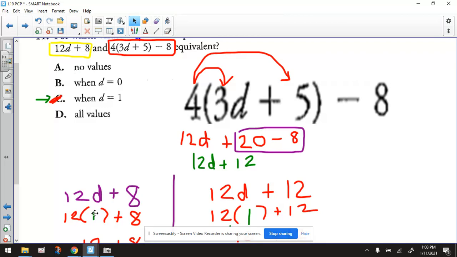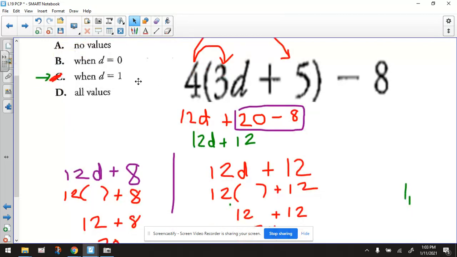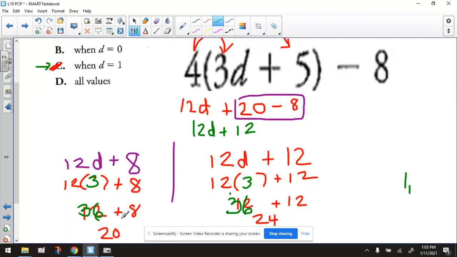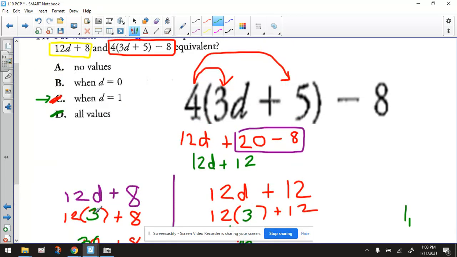Now what if, instead of putting a 1 here, what if we just picked any value? Like let's say we were going to do the number 3 instead. Let's use a different color so it stands out. So if we use the number 3, which is part of this all value option, 12 times 3 would be 36. And if we added 8 versus adding 12 to that, our numbers would still not be equivalent. So that's not an option. And if we change it to 0, plug in a 0 here, plug in a 0 here, that's going to be 0 plus 8 versus 0 plus 12. We're still going to have 2 numbers that don't match each other. So really, it would be no values.